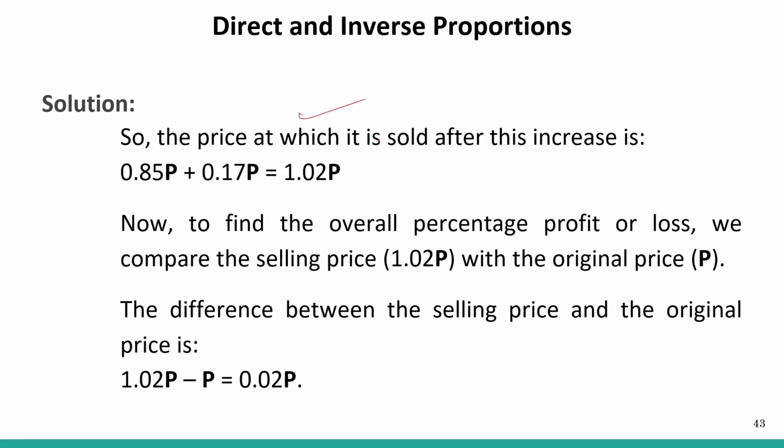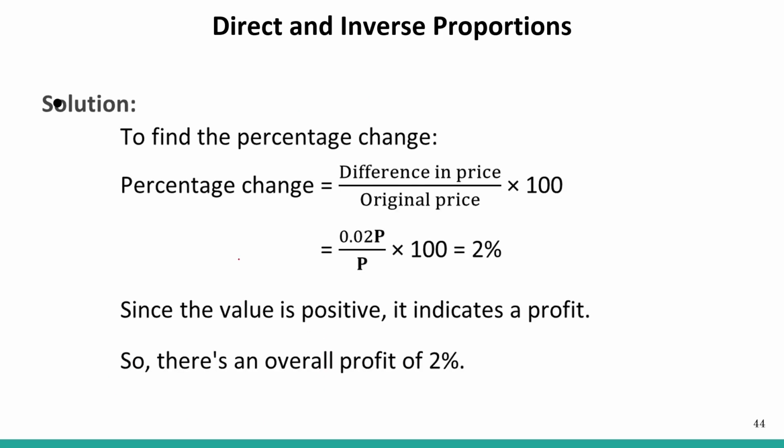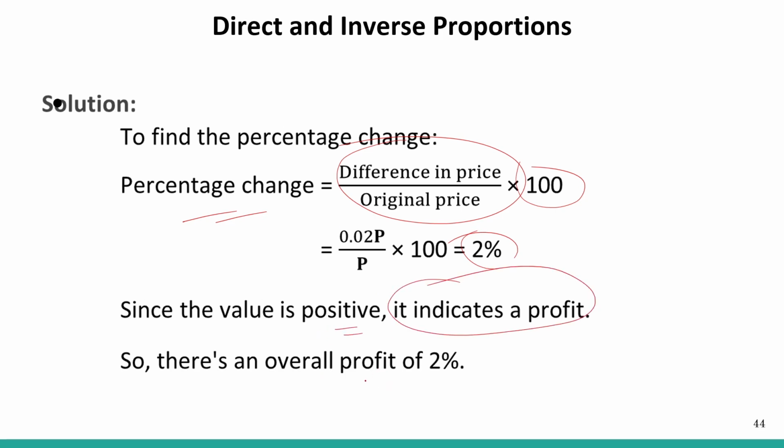So the price at which it is sold after this increase is 0.85p plus 0.17p, which is equal to 1.02p. So the net profit is 0.02p, right? The profit change is equal to the difference in price by original price into 100, which is equal to 2%. The value is positive, so it indicates profit, because the selling price is greater than the original price, or the cost price. So the net overall profit is 2%.